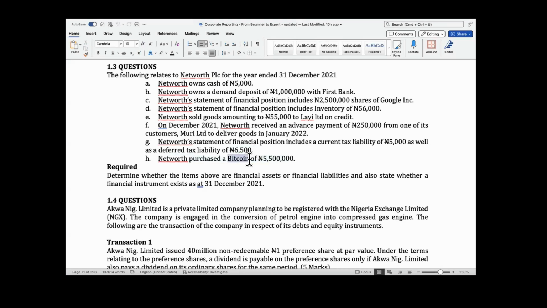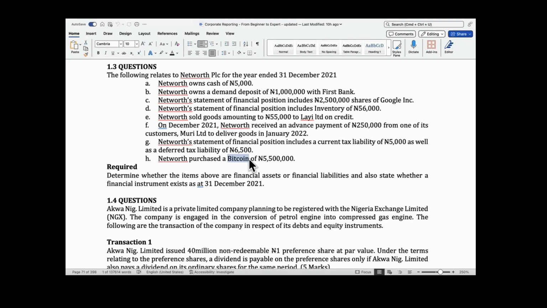Bitcoin is not a financial asset. Bitcoin does not give you a right to receive cash. So when you buy Bitcoin, it does not give a right to receive cash. Even though, yes, you can sell it, it doesn't mean you have rights. You would not sit down and do nothing and be collecting money. No, nobody owes you money. Yes, it can be growing in value, no problem. So it's not a financial asset. So there is no financial instrument contract here.